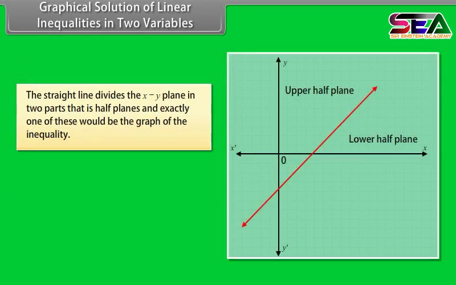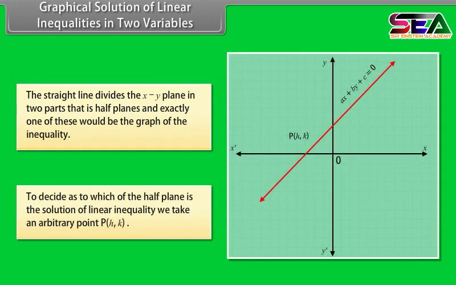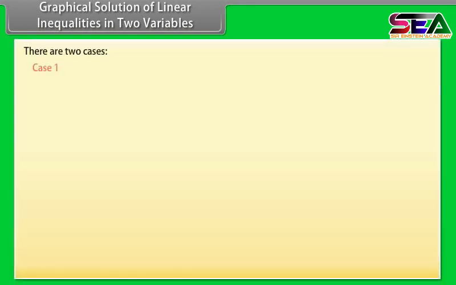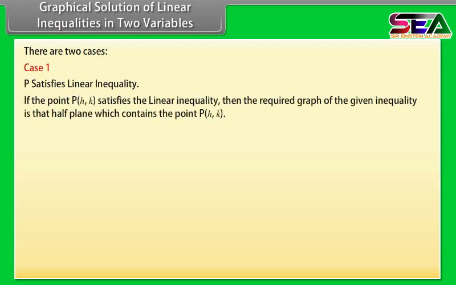The straight line divides the xy plane in 2 parts, that is, half planes, and exactly one of these would be the graph of the inequality. To decide which of the half planes is the solution of linear inequality, we take an arbitrary point P(h, k). There are 2 cases. Case 1. P satisfies linear inequality. If the point P(h, k) satisfies the linear inequality, then the required graph of the given inequality is that half plane which contains the point P(h, k).